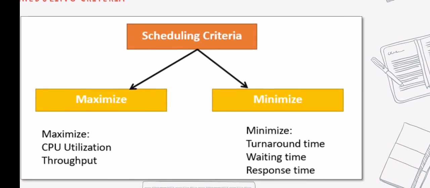Now, waiting time is the amount of time that a specific process needs to wait in the ready queue. The response time is the amount of time from when the request was submitted until the first response is produced. And the turnaround time is the amount of time to execute a specific process. It is the calculation of the total time spent waiting to get into memory, waiting in the queue, and executing on the CPU. The period between the time of process submission to the completion time is the turnaround time.